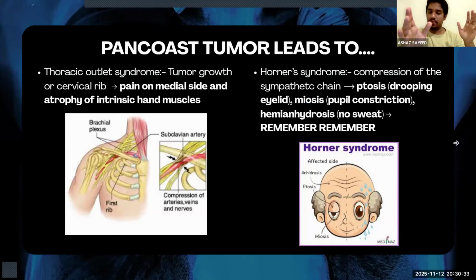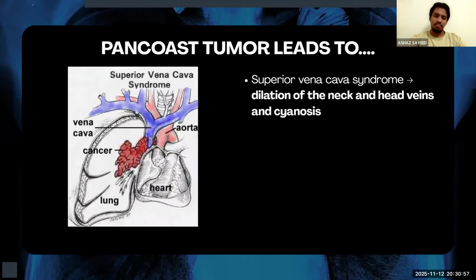Hemi means half, okay? So the tumor is going to be on one side. So this half is going to be affected. That's hemi. And hydrosis means absence of sweat. So absence of sweat on half side. That's hemi and hydrosis. Remember this. These two are the main, most important complications of Pancoast tumor. You have four more, but I doubt they're gonna focus on these. Focus on the first two. Those are the most important ones.